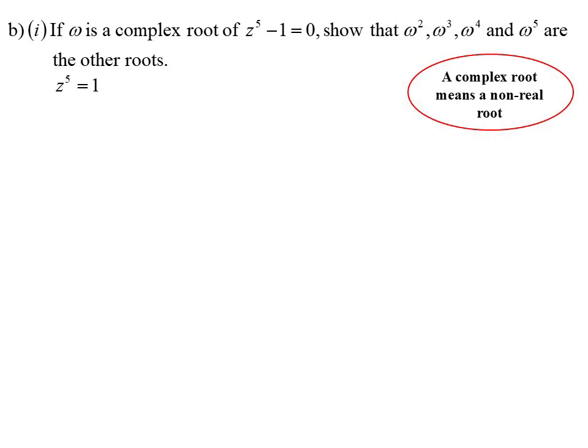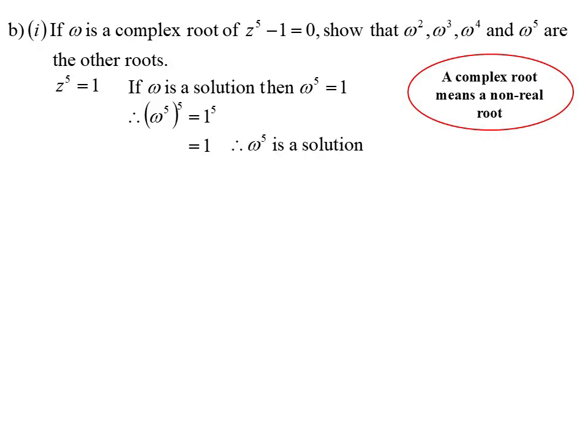Okay, we know z to the power of 5 is equal to 1. We also know omega is a solution, because they told us that. Therefore, omega to the power of 5 must equal 1. Now if I play around with that, omega to the power of 5 to the power of 5 would be 1 to the power of 5, which is also 1. Well, therefore, omega to the power of 5 must be a solution. Omega squared to the power of 5 would be the same as omega to the power of 5 squared. But omega to the power of 5 is equal to 1, so that's 1 squared, which is 1. So omega squared is a solution.